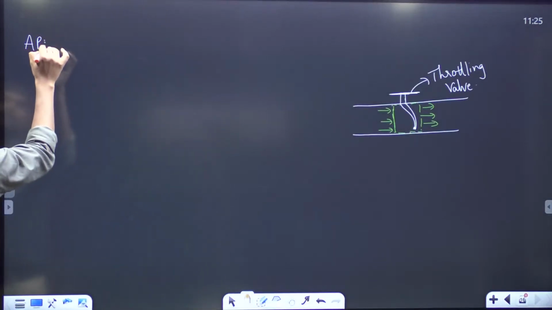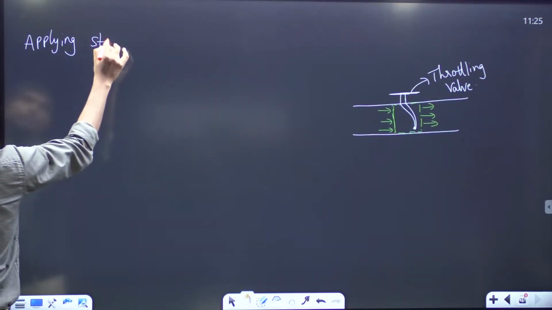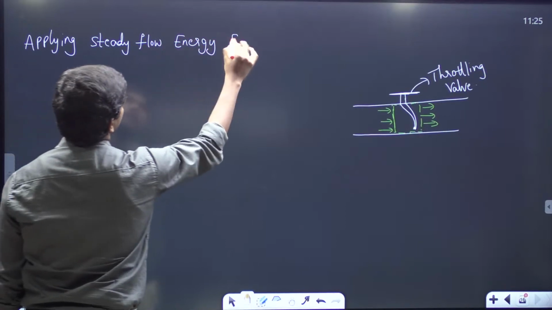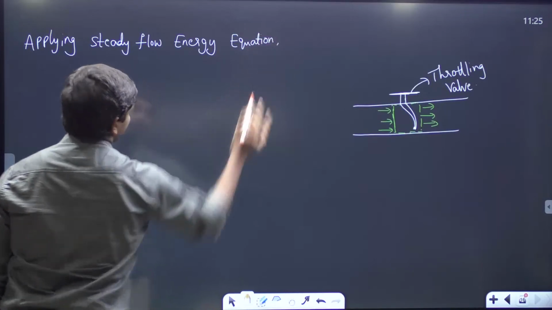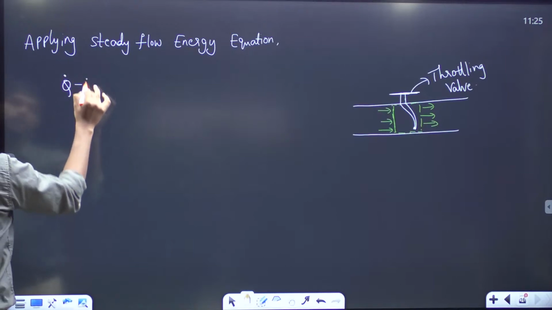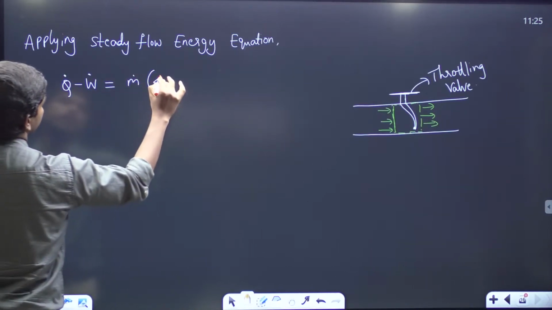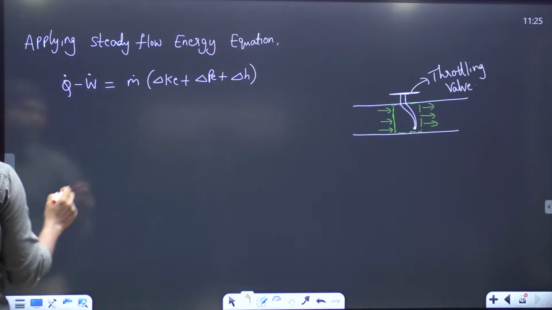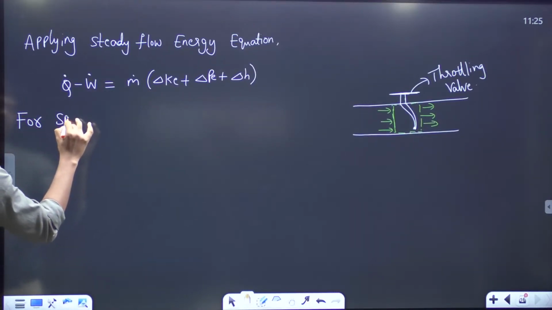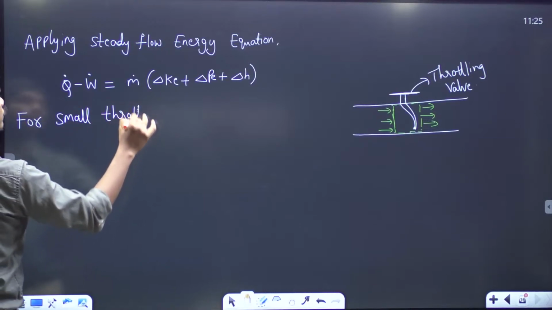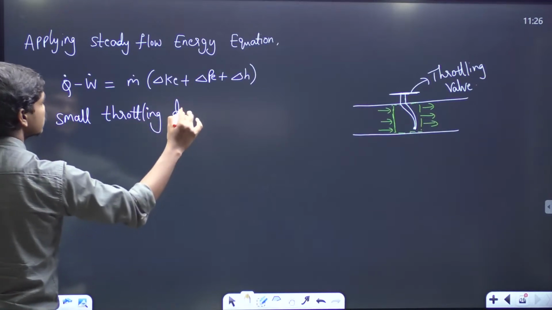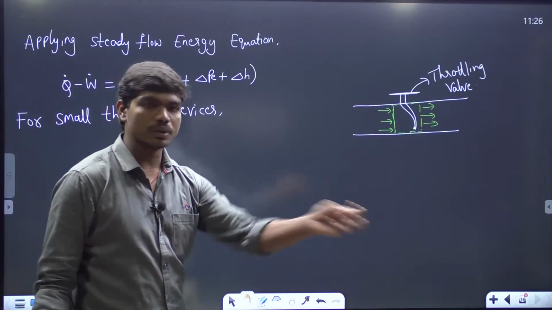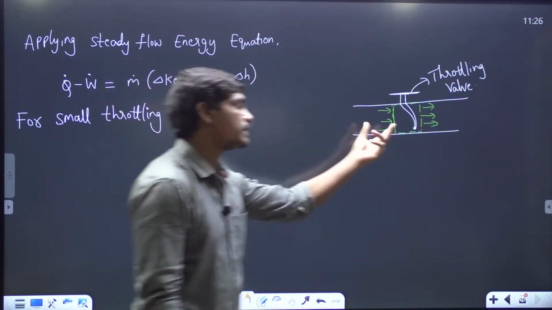Applying the steady flow energy equation, we have Q dot minus W dot is equal to m dot into delta KE plus delta PE plus delta H. So if you see here, for small throttling devices, basically in an oil pipeline, if the pipeline is of so long length where the fluid motion is almost steady, but you have some throttling valve sitting in between with very little space.